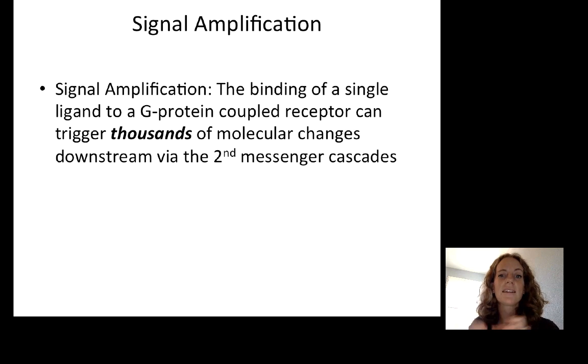Ultimately, the point of this is signal amplification. So what we have is one single chemical binding to one receptor, which can cause literally thousands of molecular changes downstream through these second messenger cascades. So as that single chemical binds to that receptor, it turns on the switch. And that switch turns on these second messenger cascades as long as the chemical is bound. And we can create thousands of these enzymatic changes very quickly within the cell to create big activity changes within the cell through these second messenger cascades.